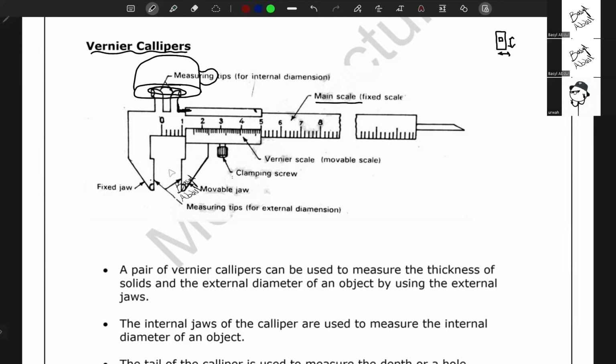But in a similar way, you can, for example, you have a ball, you can put it in between these jaws. So this one is a fixed jaw, and here you have a jaw which is movable, and it is attached to this movable scale. So then you can just place it in between, open this movable jaw enough so that you can put this in, and then close it back, and then you can read the scales to find the diameter of this ball as well.